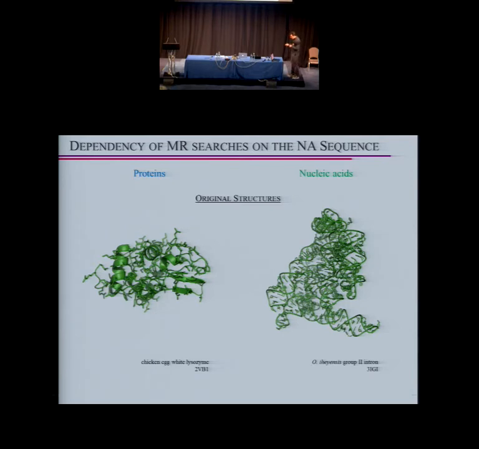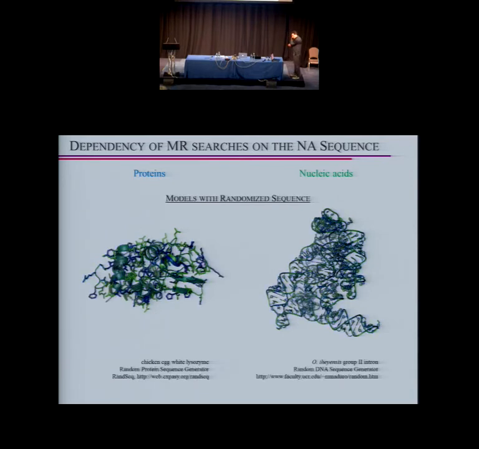So what I did is I took 2 different approaches to determine the dependency of molecular replacement searches on the nucleic acid sequence. On one hand, I generated random sequences for lysozyme and group 2 intron, and I substituted these sequences on the structures of the 2 molecules, just manually in Qt. These models still maintain a certain degree of sequence identity with the original model.